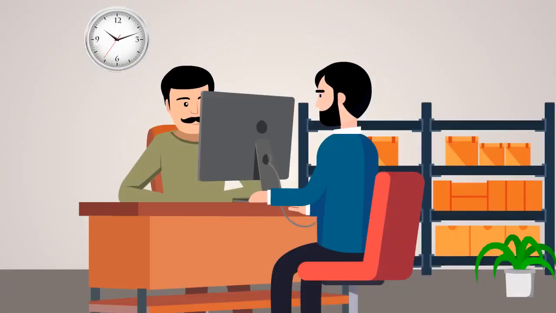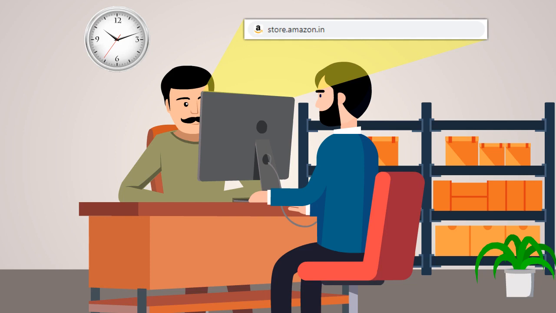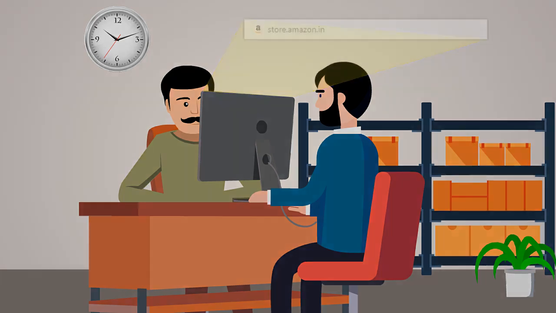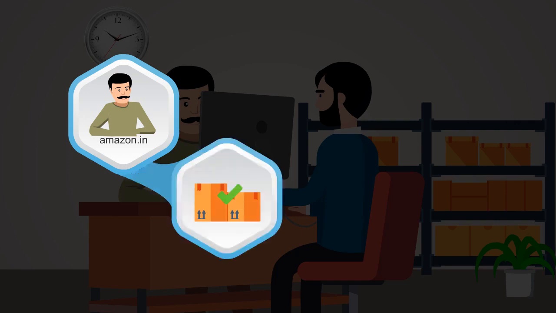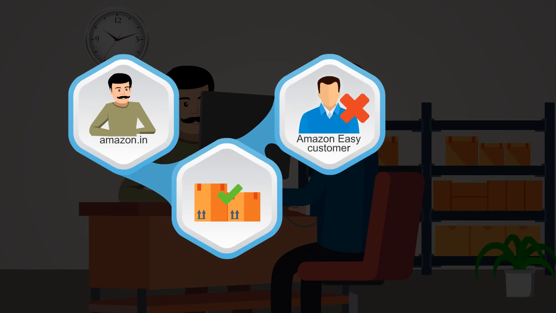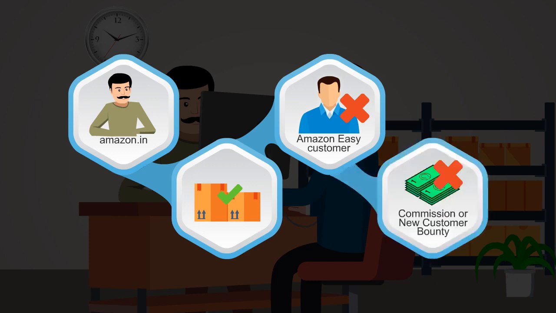Any customer who purchases on Amazon through your store will be identified as an Amazon Easy customer only if you have first logged in on the Amazon Easy Portal, that is store.amazon.in. If you go directly on Amazon.in and place the customer's order, he will not be identified as an Amazon Easy customer and you will not get the commission of New Customer Bounty or NCB for that order.